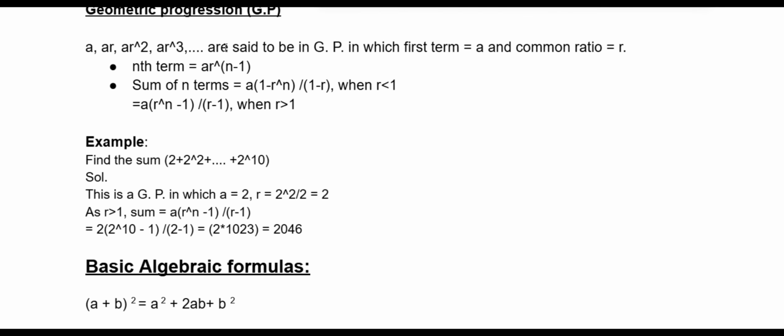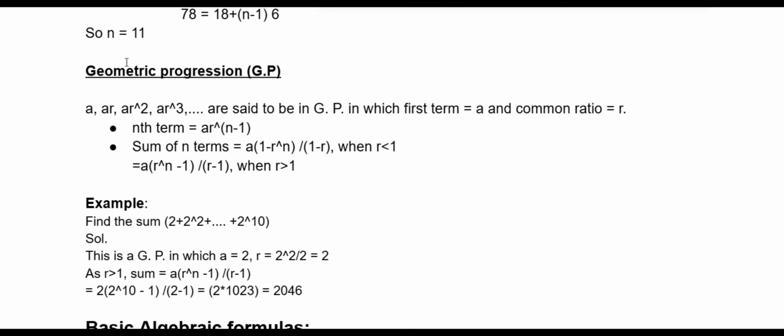Suppose if you have a common ratio, then they are called a geometric progression. A, AR square, AR cube. These are said to be in geometric progression if the first term is A and the common ratio, that means the ratio between these two terms, is R, and the ratio between these two terms is R, nothing but consecutive. So the nth term is A times R power n minus 1, and the sum of n terms: if you want to find the sum of n terms, A times (1 minus R power n) divided by (1 minus R), if this R value is less than 1.